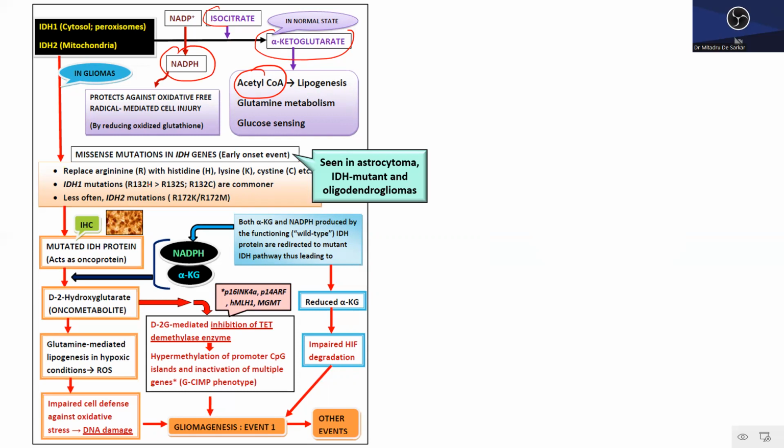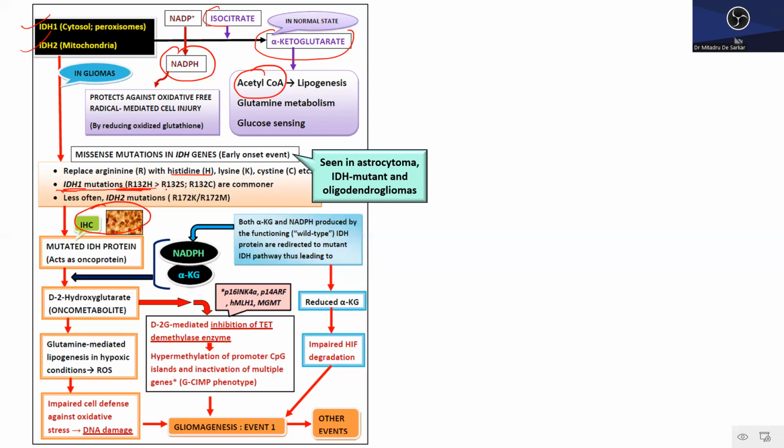Now, there are basically multiple types of IDH, but out of these, IDH1 and IDH2 are the most important. The commonest mutation is the IDH1 mutation, which is called R132H, wherein R stands for arginine. So arginine is replaced with histidine. This is the commonest mutation that is seen in the case of IDH, and it involves the IDH1 gene. And the resultant protein, that is R132H protein, can be detected by IHC. So this is the commonest genetic mutation that you see.